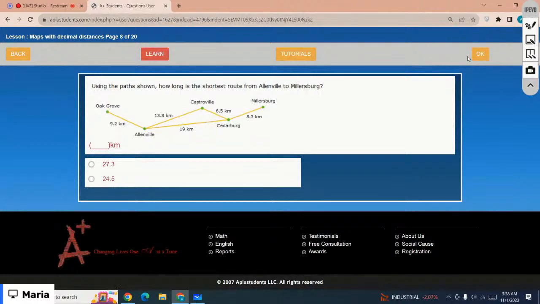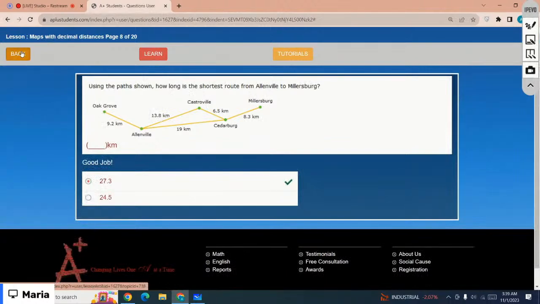Okay, using the path shown, how long is the shortest route from Allenville to Millersburg, which is the correct option? Okay, here is Allenville, right? And here is Millersburg. So the shortest is Allenville to Cedarburg to Millersburg, right? The correct option is 19 plus 8.3. The correct option is 27.3, right? Option number 1 is the correct option. Got it? Okay, you can complete the lesson by yourself later today.